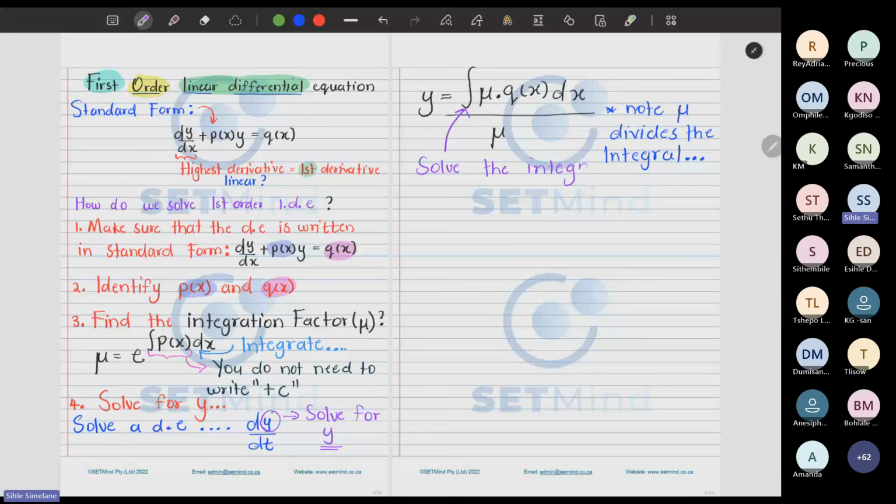What did I do now? Divide. Before dividing, that is what you should do. Solve for that integral first.